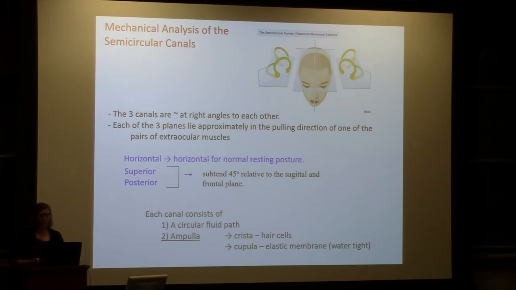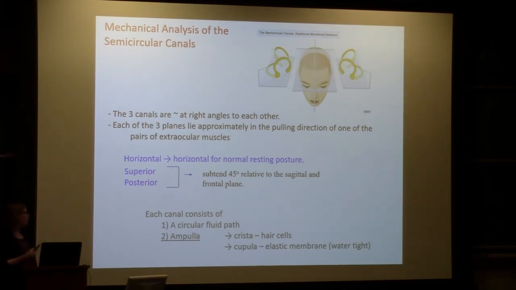Okay. So the basic geometry of the canals was already mentioned. You have these three canals that are basically at right angles to each other. And they're nicely aligned with the pulling directions of the muscles that I talked about on Wednesday. The horizontal canal, the way you're all sitting in class, is probably pretty much parallel to the floor, in your normal resting head position. And the superior and the posterior canals come off 45 degrees off the sagittal plane, so that they're at 90 degree angles to each other.